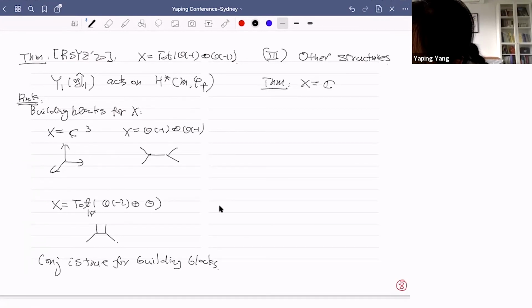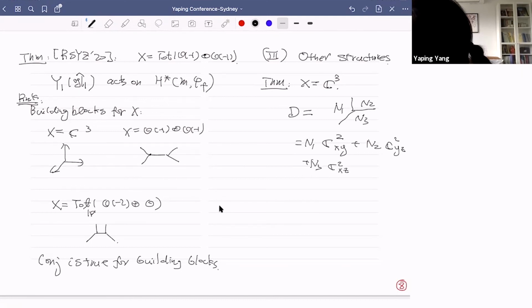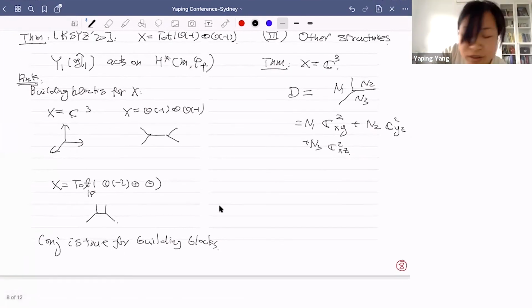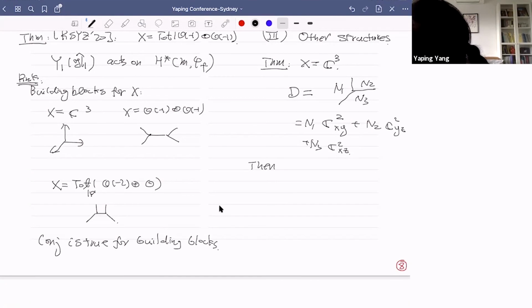So I'm taking X to be C cube. I'm taking my effective divisor to be this thing. So I have N1, N2, N3. So this means I have the multiplicity N1 of this divisor plus N2 C2 plus N3 C2. Okay, and I'm looking at, yeah, so the theorem is this Yangian of GL1 hat acting on the cohomology of the moduli space.